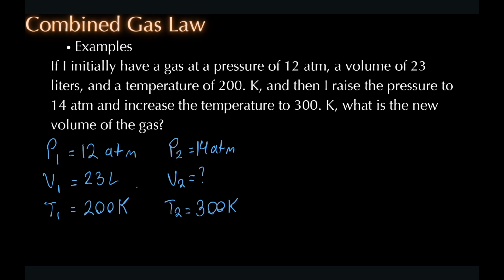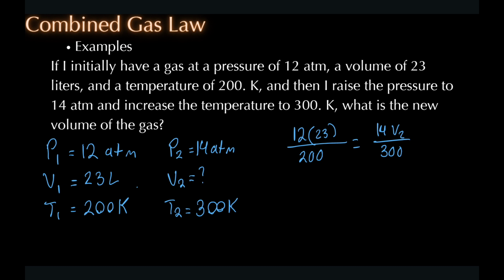So taking a look at our equation, I have my initial pressure, multiplied by my initial volume, divided by my initial temperature. I'll set this equal to our final pressure times our unknown variable. So we're trying to solve for the final volume, and then dividing it by our final temperature of 300 Kelvin.